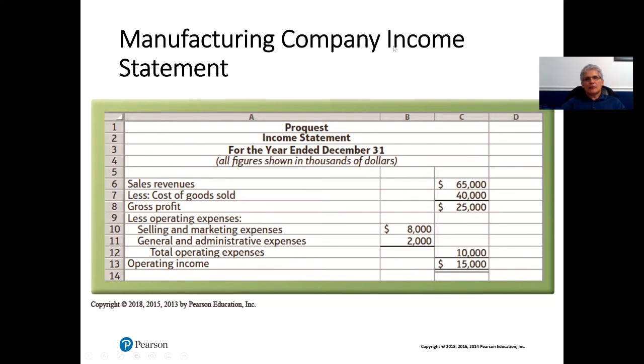Lastly, we have a manufacturing company income statement. This is going to look a lot like what you would expect for a merchandising company: sales revenue, sales, cost of goods sold, gross profit, looks a lot like the merchandising income statement, operating expenses, and operating income.